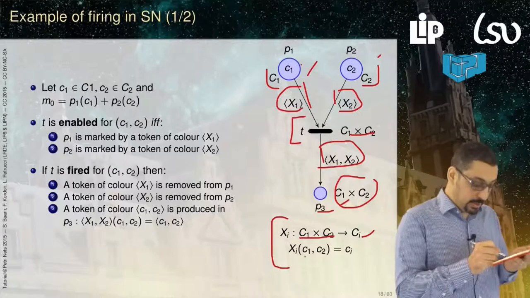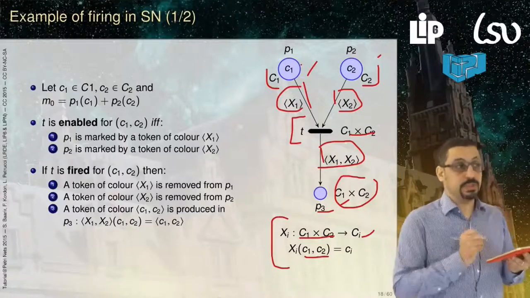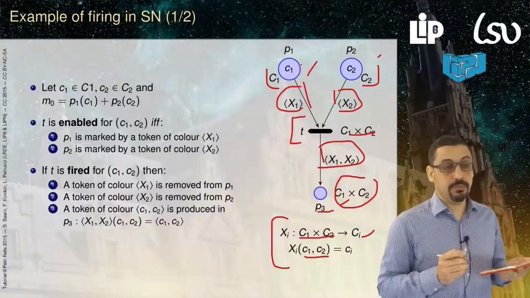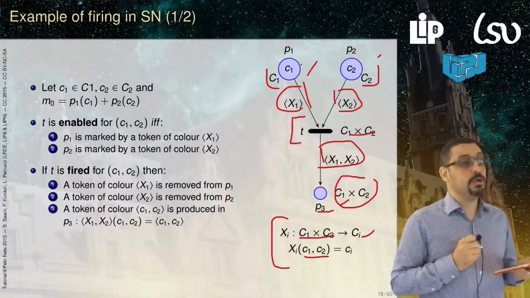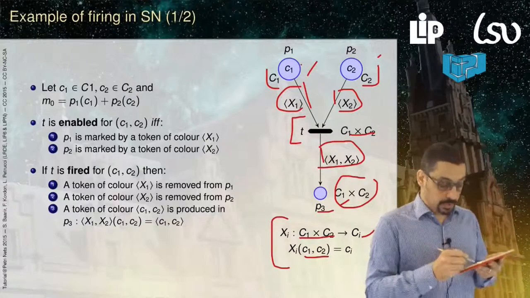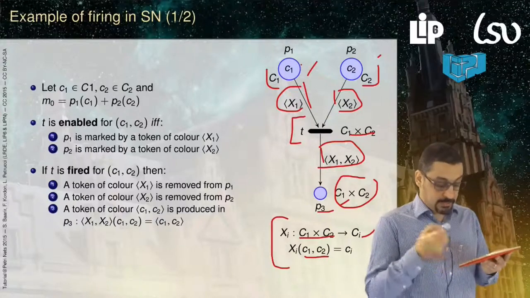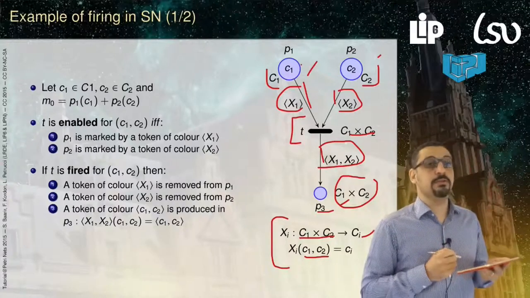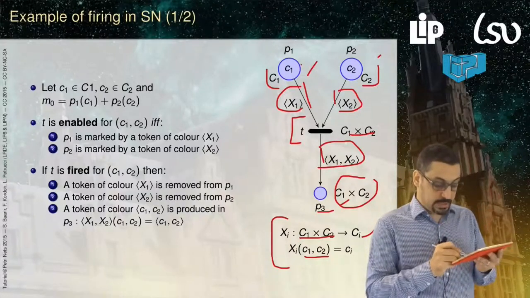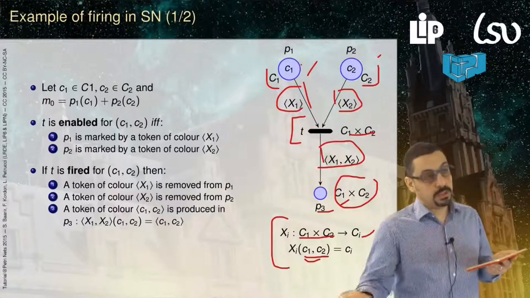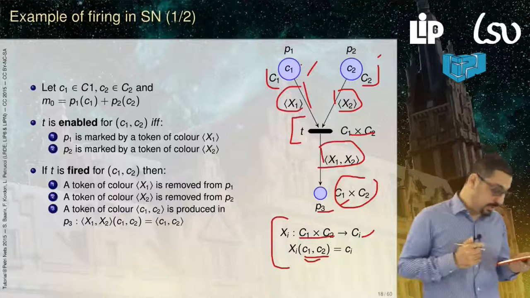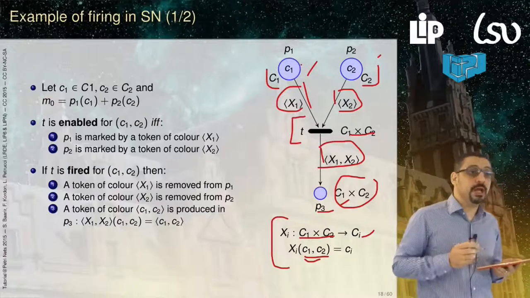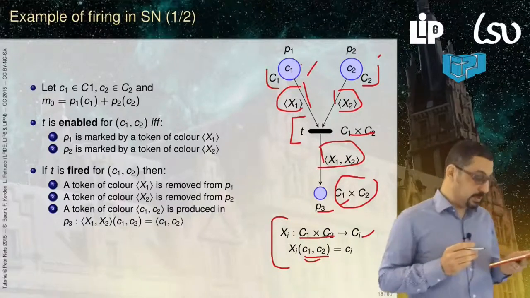It takes a color, for example C1, C2 for the function x1, and returns the color C1. And if we take the color function x2, its definition is the same, C1 cross C2 to C2, and its formal definition is just x2 of (C1, C2), and it returns C2 as a result.